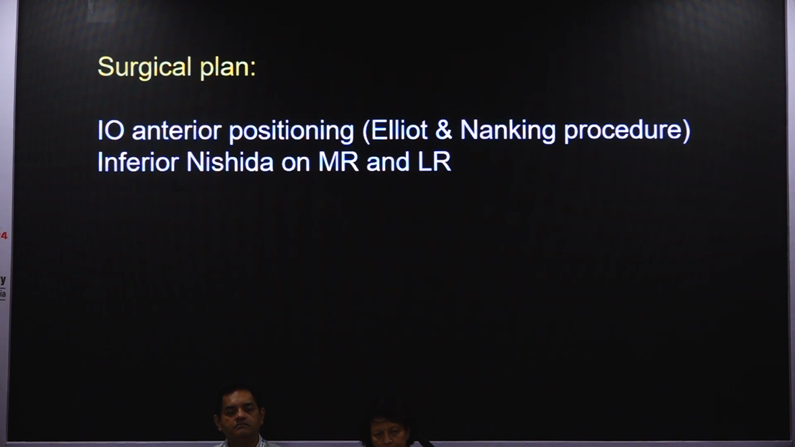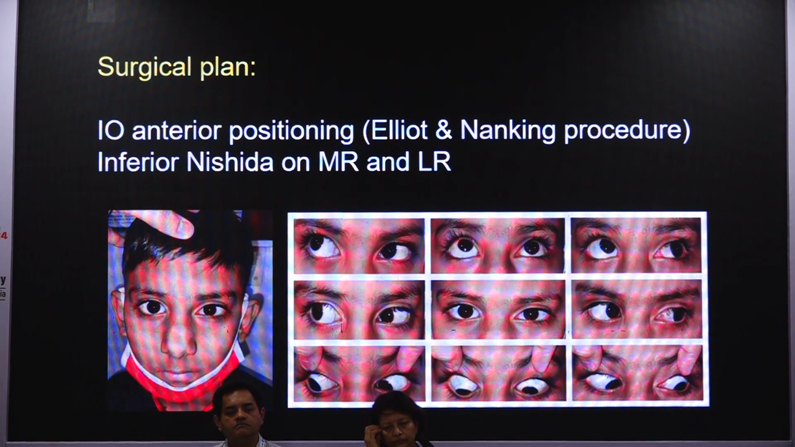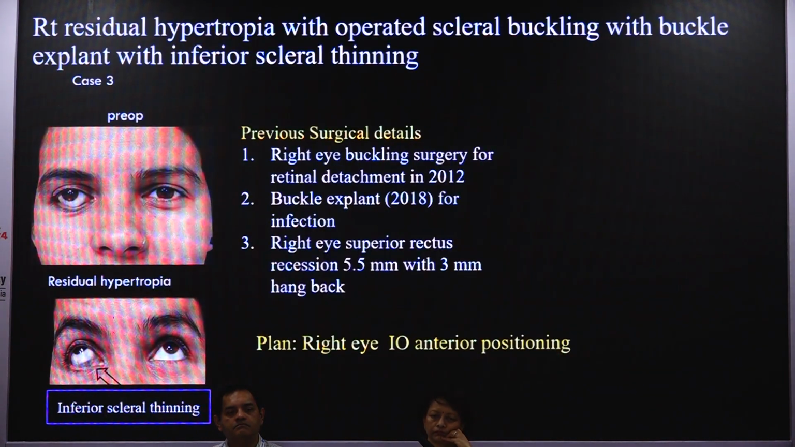So again, in this patient, we did an inferior oblique anterior positioning, Elliott and Nankin technique, where we place the inferior oblique right adjacent to the inferior rectus, along with the inferior Nishida, and you can see that this patient had great alignment and a fair amount of depression also. So again, this is a great surgery to use when you want to possibly spare the vessels from any problem.